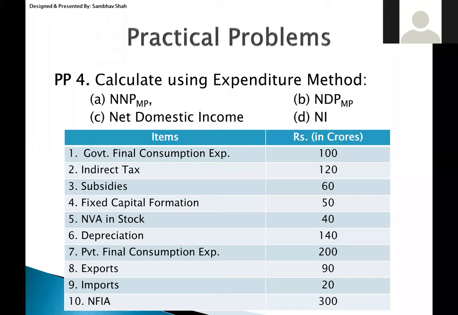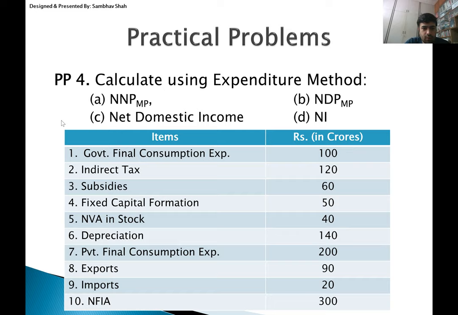NNP at MP 300, NDP at MP 320, net domestic income 260 and national income 560. Himanshu? Sir, NNP at MP 620, GDP at MP 460, NDP at FC 260. Sorry, sir. NDP at FC 260, NDP at MP 320, and NNP at FC 560. Okay.